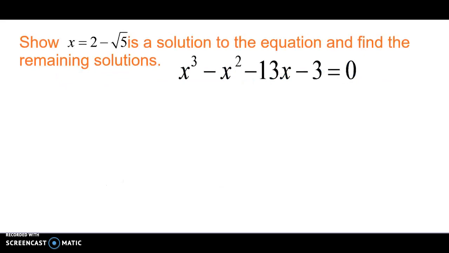All right, last one. So I'd like you to show that x equals 2 minus root 5 is a solution to this equation and find the remaining solutions. So remember, if it's a solution, then really its remainder should be 0. So we're going to do synthetic division. This one will be a little bit tough, but you'll be just fine. So let's have you go ahead, synthetically divide, and then we'll see how you did.